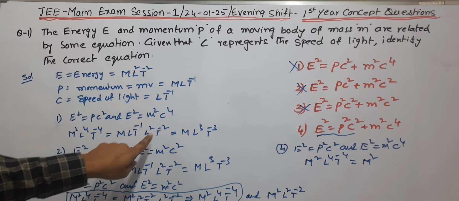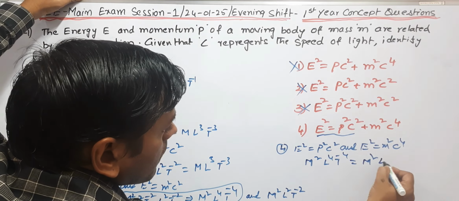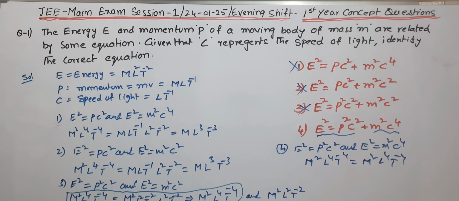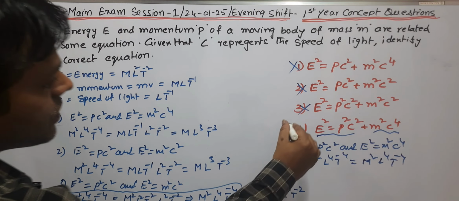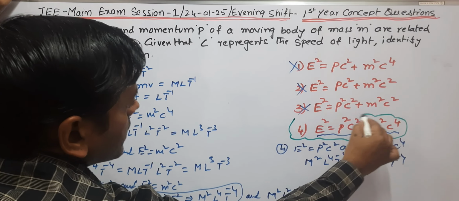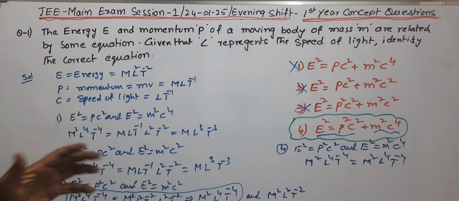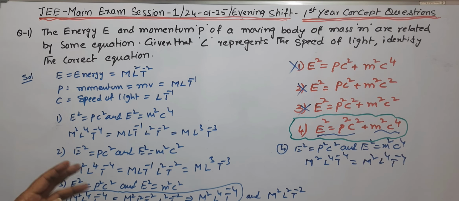C power 4 means what? C is the speed of light. L power 4 t power minus 4, L power 4 t power minus 4. So, this is also correct. So, from the given 4 options, the correct one is the fourth option. So, this is the beauty of dimensional analysis. That means whether the given equation is correct or not can be verified by using dimensional analysis.